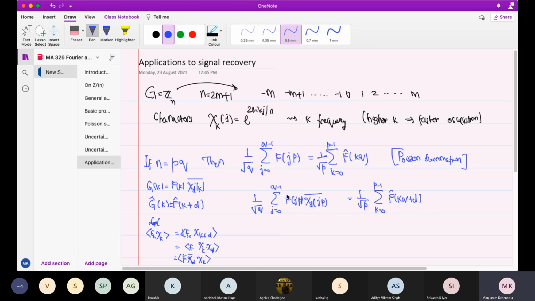So it's just the Poisson summation applied to this new function f of k times chi d of k bar. On the left side, I'll get the sum of f of jp chi d of jp conjugate, summed over j equals 0 to q minus 1, by root q. And here on the right side, 1 by root p, the Fourier transform will be shifted: f hat of kq plus d. Okay, that's all it is.